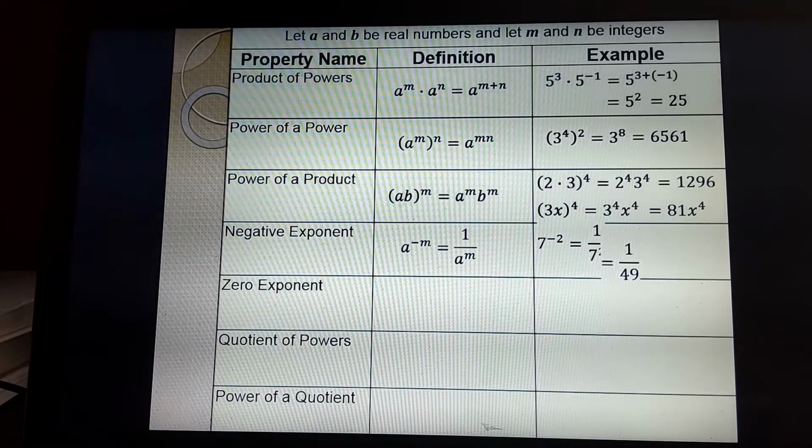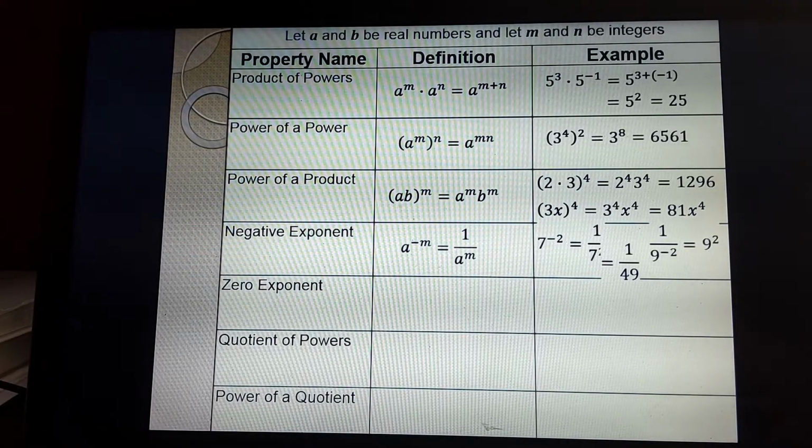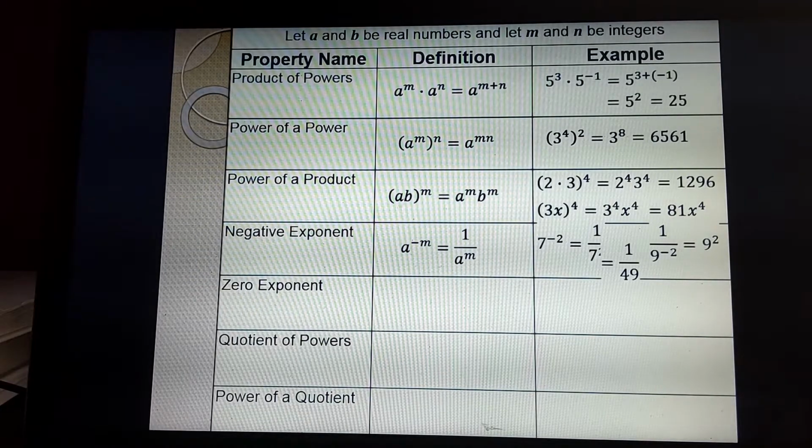You might also see it like this. 1 over 9 to the negative 2. So I'm still going to take that 1 over 9 and flip it. So now my 9 becomes on top. It becomes a whole number 9. And my negative 2 becomes positive. So now the problem is 9 squared, which is 81.